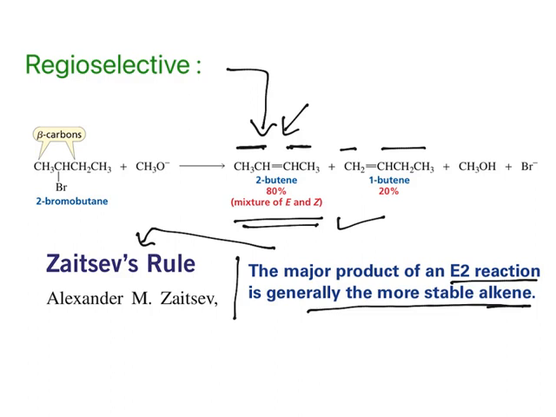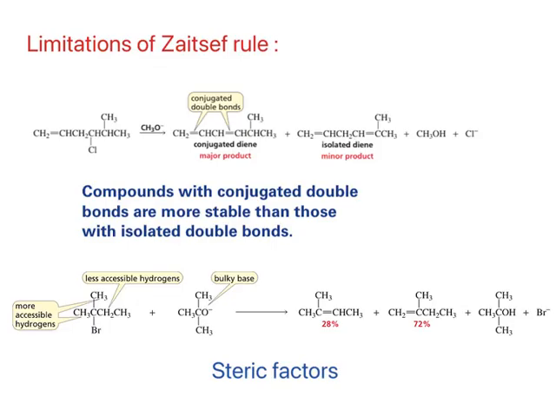Two carbons are substituted, hence this one is more stable. So this is what is regioselectivity, forming one constitutional isomer predominantly, more in amount. It is not 100% more in amount than the other one. Now moving further, this is given by Zaitsev rule, but there are limitations of Zaitsev rule.